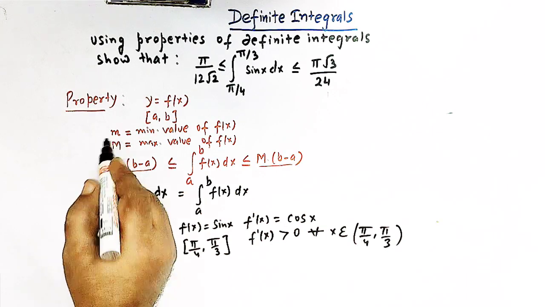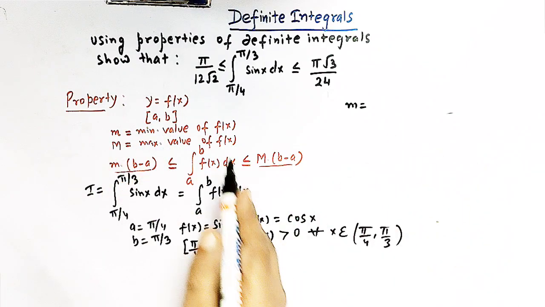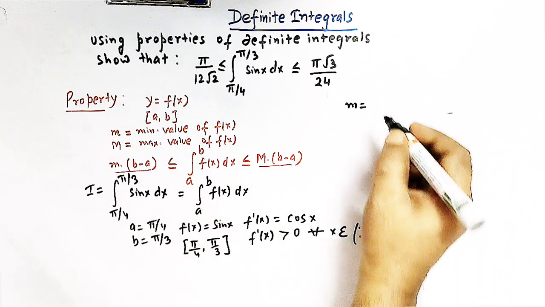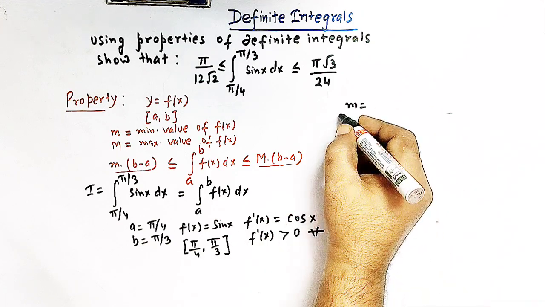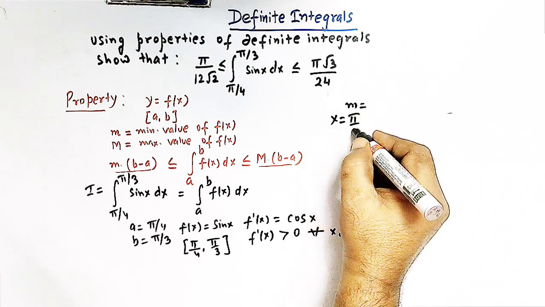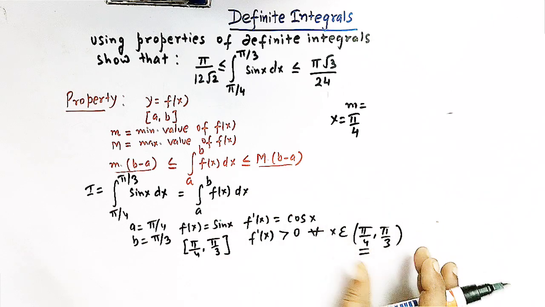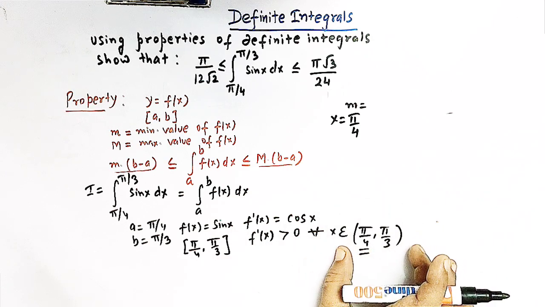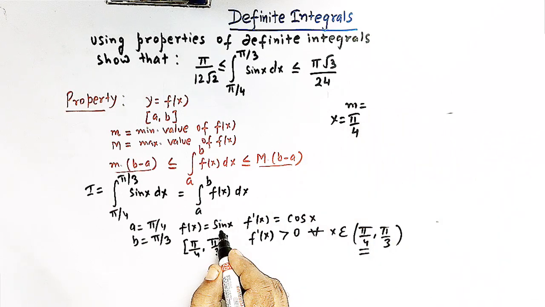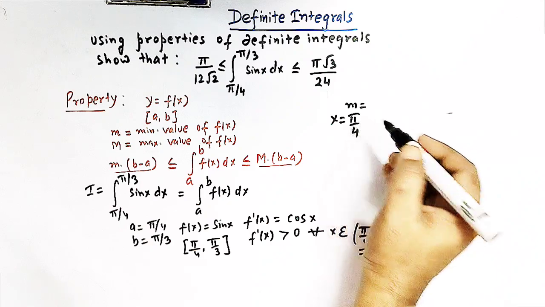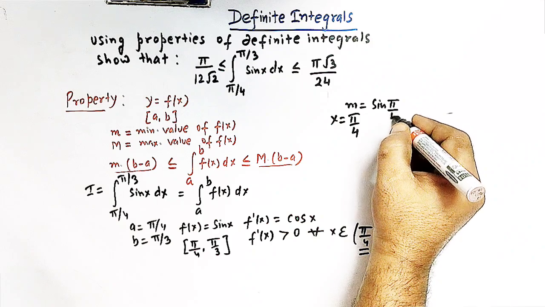So now let us find out the value of small m. So small m is the minimum value of f of x, and f of x is sine x. So at the point pi by 4, we have the minimum value of this function sine of x, right? We are confining ourselves to only this interval. So the minimum value of sine x occurs at x is equal to pi by 4. So here we have sine pi by 4.